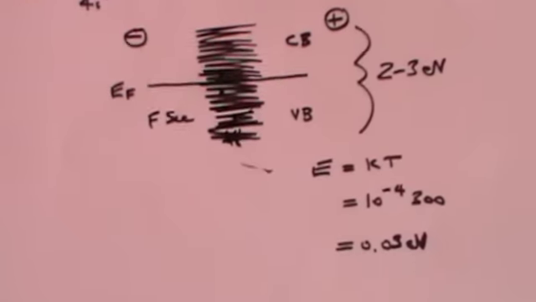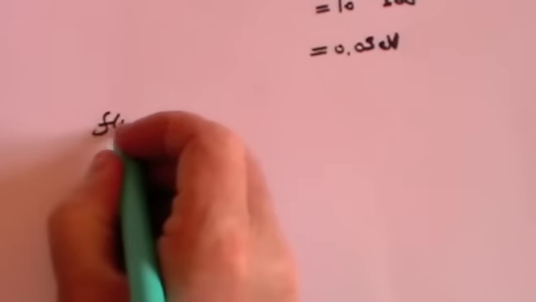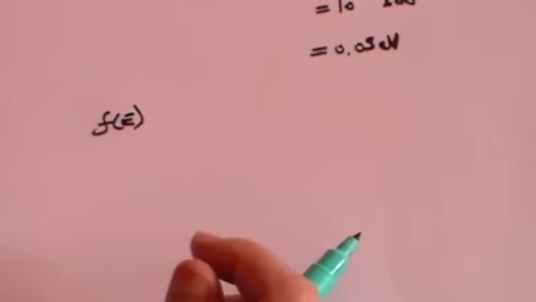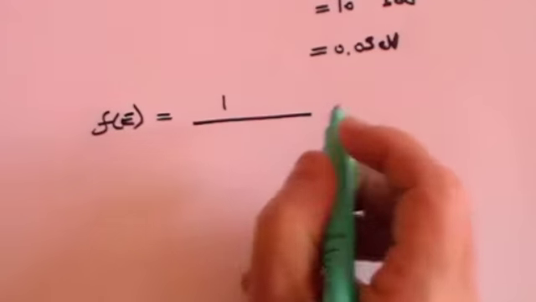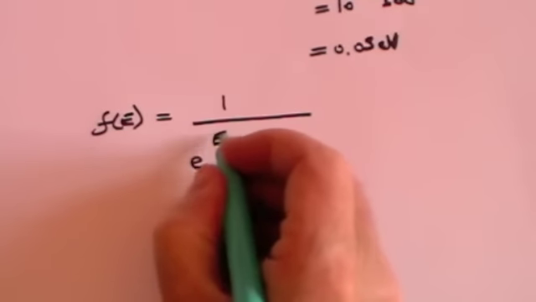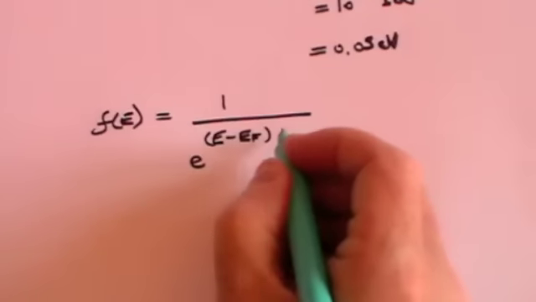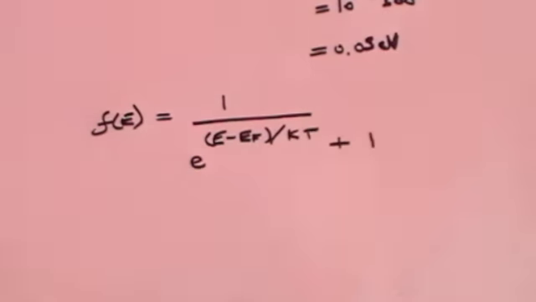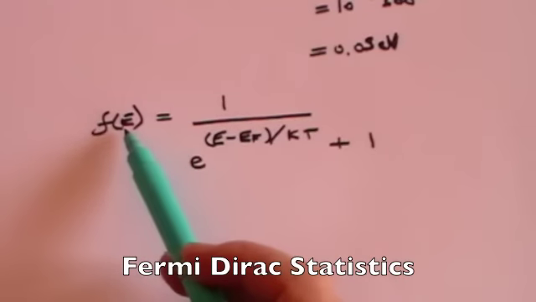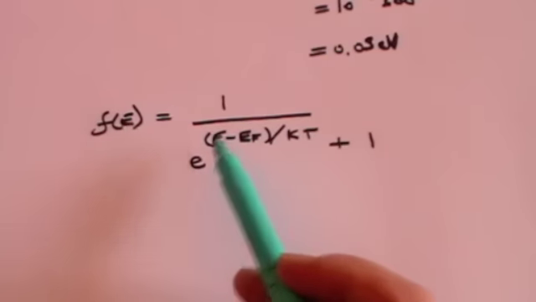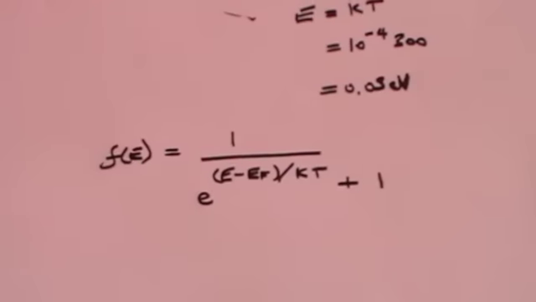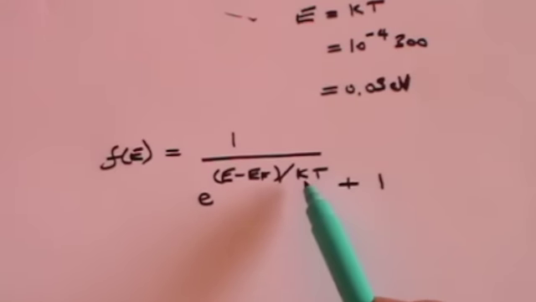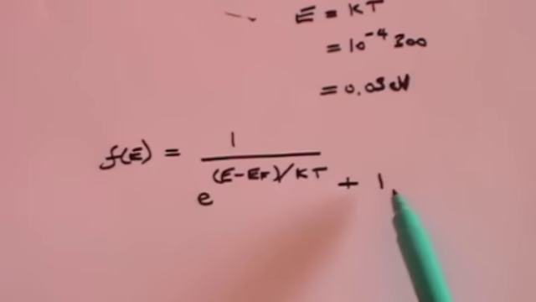Now, let's have a look at the actual statistics that govern all this. The probability that an energy state will be occupied, this is exactly the same principle as we had for Maxwell-Boltzmann, is in this case given by 1 over e to the (E minus EF) divided by kT, plus 1. Where E is the energy state that we are asking, is it occupied or not? EF is the Fermi level, the maximum level that is occupied when T is zero, k is the Boltzmann constant, T is the temperature, plus 1.